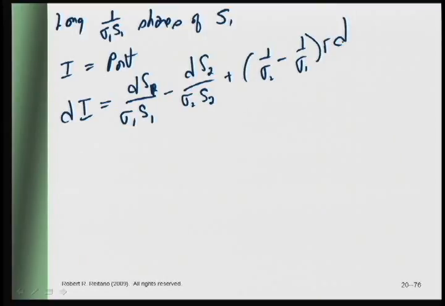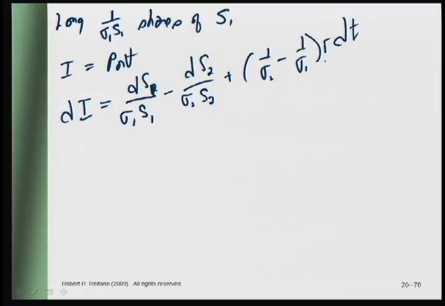So the change in our portfolio value reflects the change in stock 1, and I have 1 over sigma 1 S1 shares. I'm shorting stock 2, so I'm short the change in stock 2 scaled by the number of shares I have. And then I have a T-bill position, which must earn R dt.